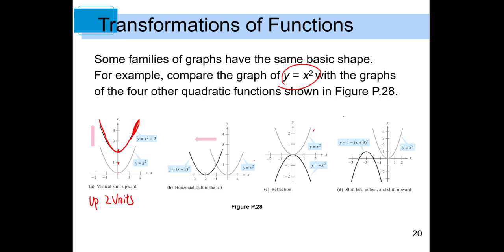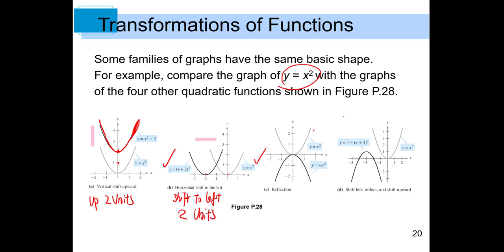Now going from this function to this function, y equal x plus 2 squared. We move to the left 2 units, right? Shift to the left 2 units. So you get x plus 2 squared. Shift left 2 units.